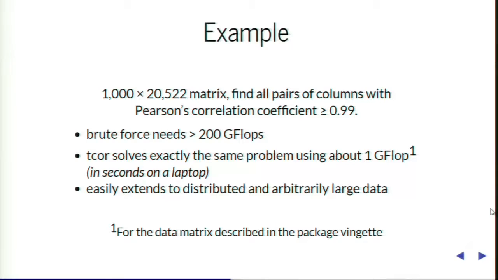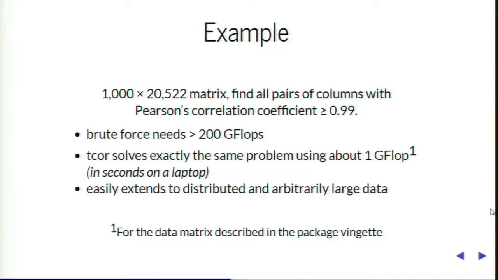And here's an example that's described in a vignette in the package of a small, modest-sized 1,000 by 20,000 matrix, in which you might ask a question: show me all pairs of columns in this matrix with a Pearson's correlation coefficient greater than 0.99, a kind of thresholded correlation matrix problem.